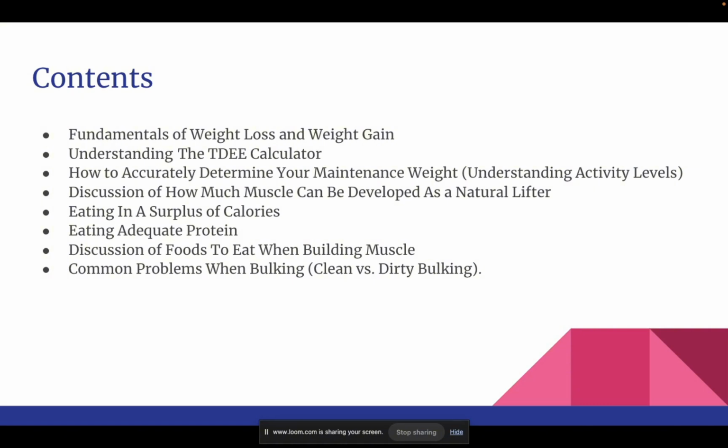We will be discussing how to accurately determine your maintenance weight, which is extremely important because your maintenance calories is what determines how many calories you need to eat, how much food you need to eat in order to either lose weight or gain weight.